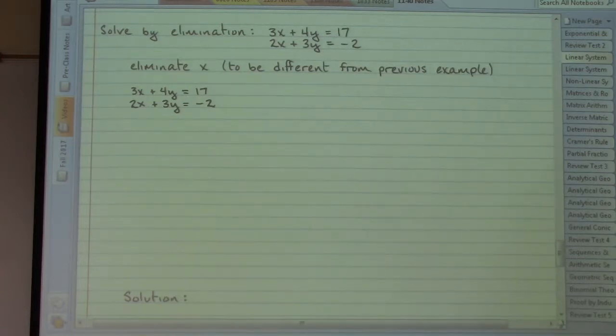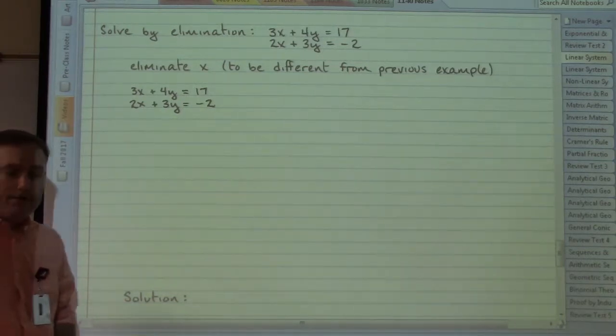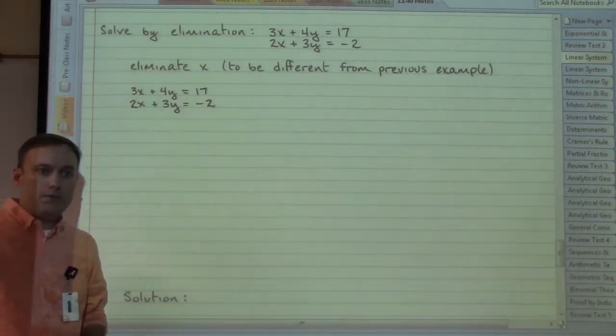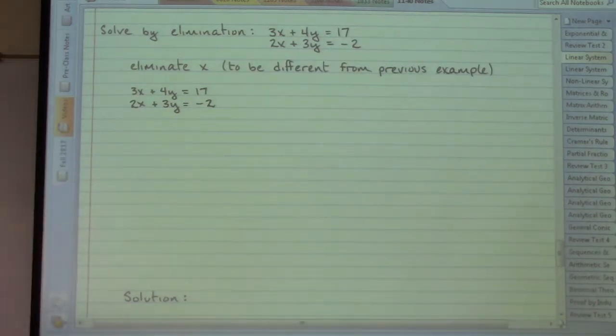If we would like to come up with the same number in front of the x, since we have a 2 and we have a 3, then the quickest thing for us to do would be to create a 6 in front of the x. So we'll go ahead and we'll multiply the first equation by 2, and that'll give us 6x plus 8y equals 34.